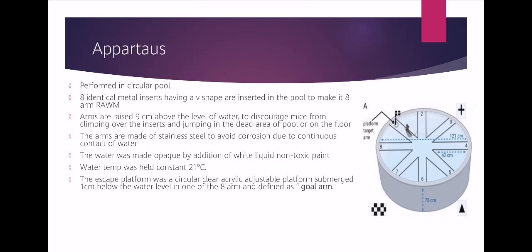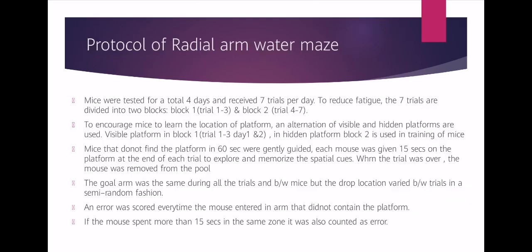In this experiment, we have one goal arm, and in a radial arm maze, we have food deprivation. So this is the difference between these two experiments. In this experiment, we have a goal arm. Then we have a protocol of radial arm water maze. Mice were tested for 4 days and received 7 trials per day.